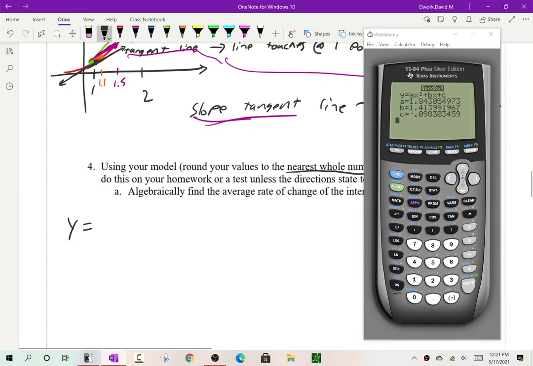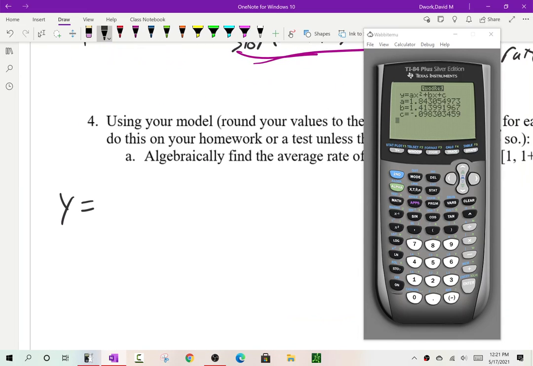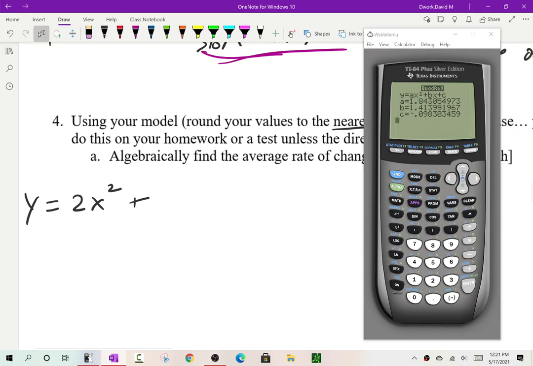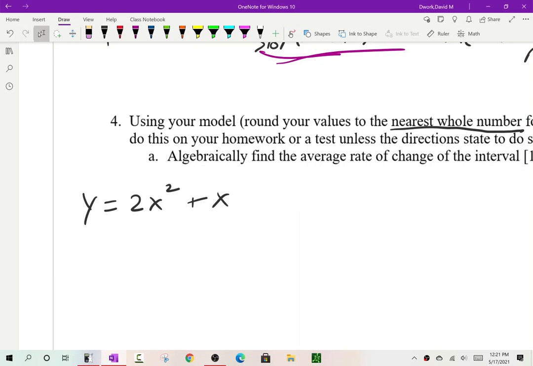So 1.8 rounded to a whole number would be 2x squared. Plus, what is my b? That would be 1.4, which would round down, so that'd just be 1x. So we're just going to call that x. And then minus, well, the c, the nearest whole number of 0.0, that would be 0, so I don't need anything, plus 0. Okay. All right.